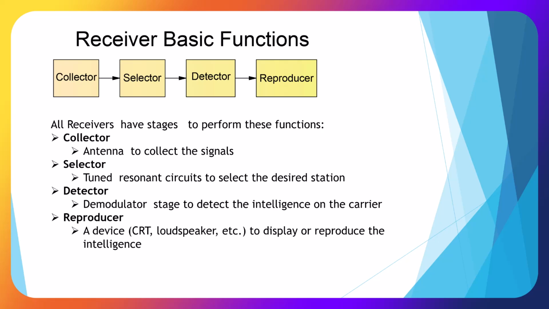So we need a collector, an antenna to collect the signals; a selector, tuned resonant circuits to select the desired station and block others; a detector, which is a demodulator stage to detect the intelligence on the carrier; and a reproducer, a device to display or reproduce the intelligence signal.